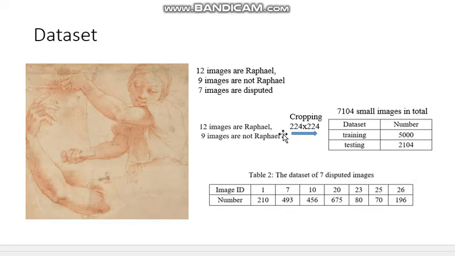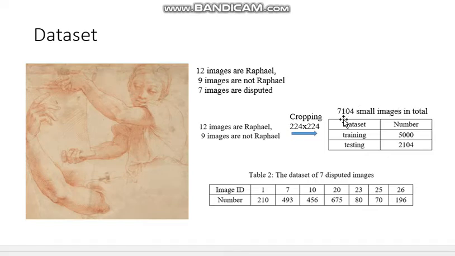We crop them. Since every image is very large, it cannot be fed into the VGG16, so we cropped the original images into small image patches, and the size of each small image is 224 times 224. Finally, we got 7,104 small images in total.